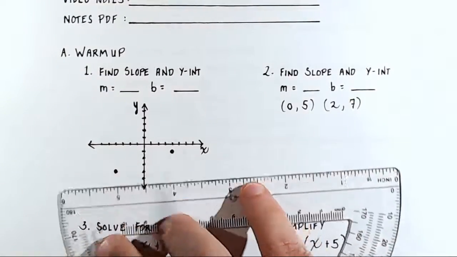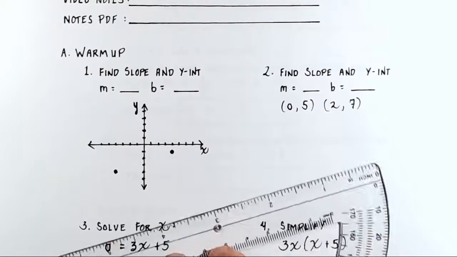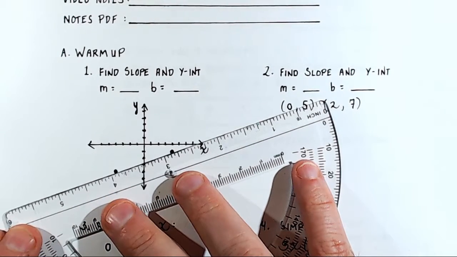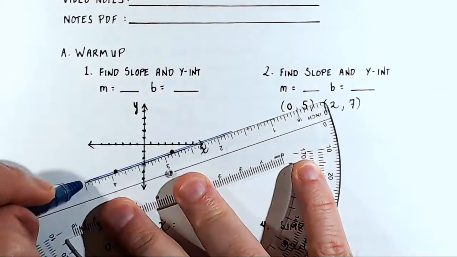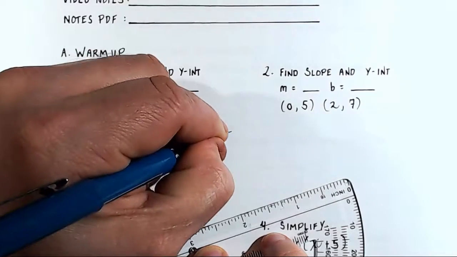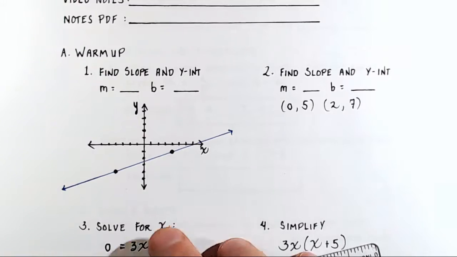The warm-up, find slope and y-intercept. You're given 2 points on a graph. So step 1 is to draw a line through those 2 points so it looks more like a line. Okay, so there's the line. And now we need to identify what the coordinates are of these 2 points. Okay, that's how we're going to find the slope.